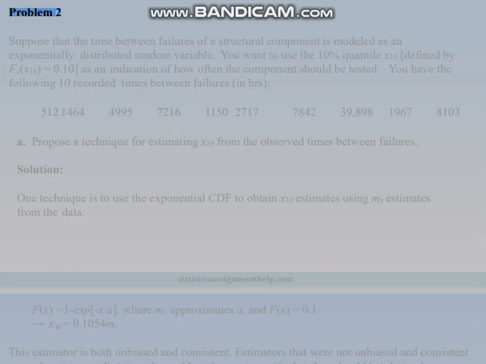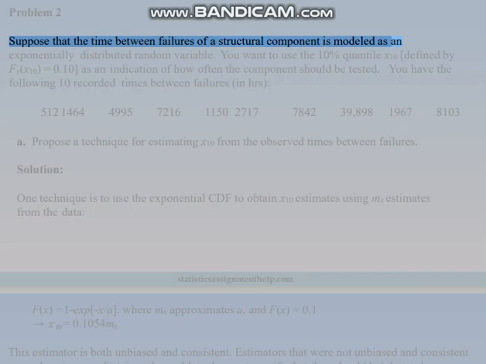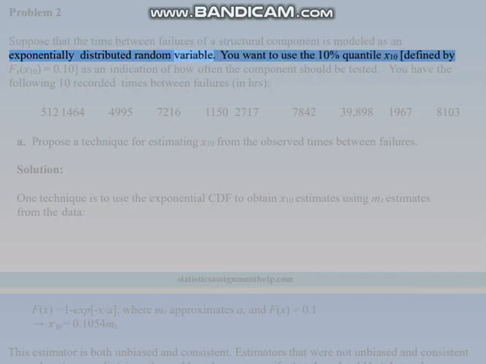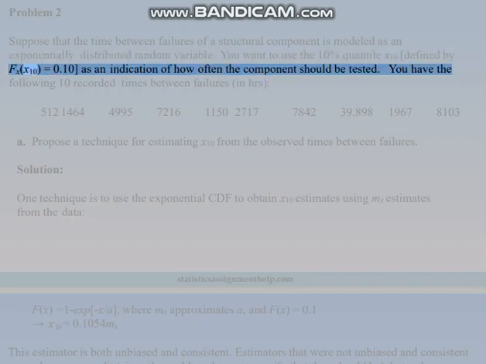Problem 2. Suppose that the time between failures of a structural component is modeled as an exponentially distributed random variable. You want to use the 10% quantile x10, defined by F_X of x10 equals 0.10, as an indication of how often the component should be tested.